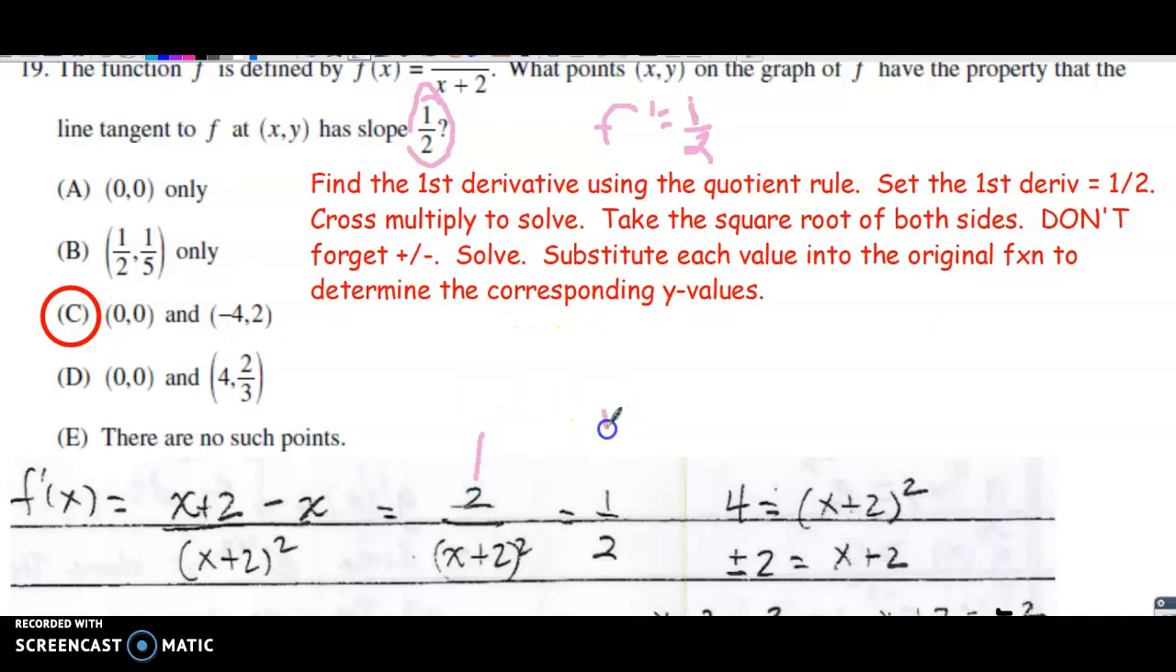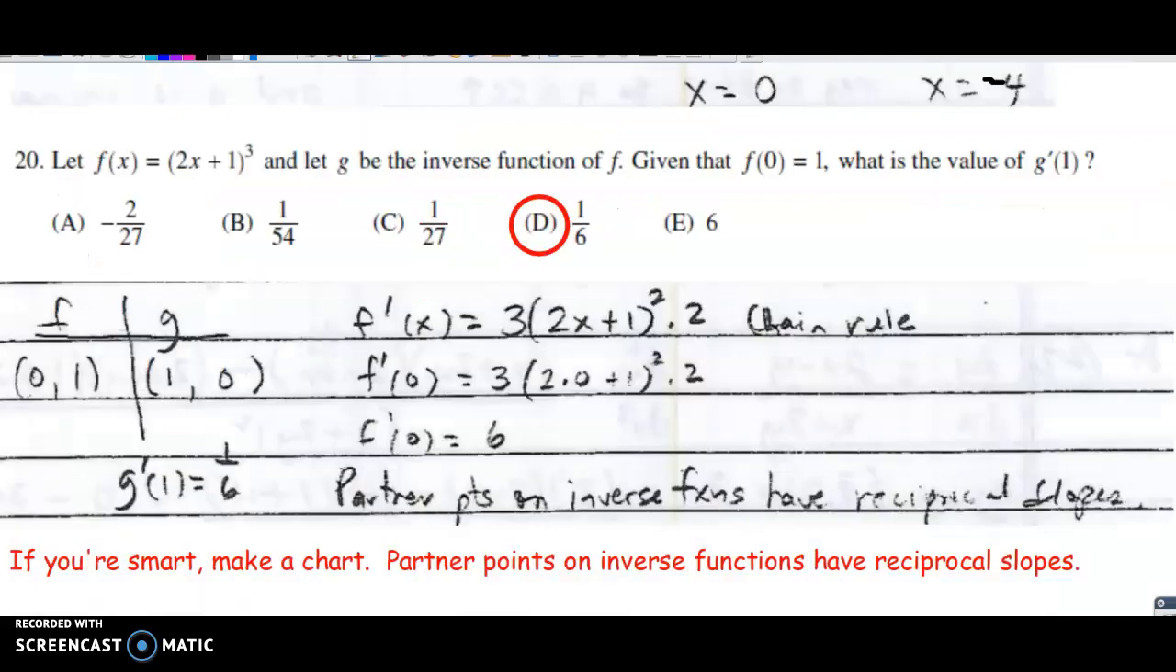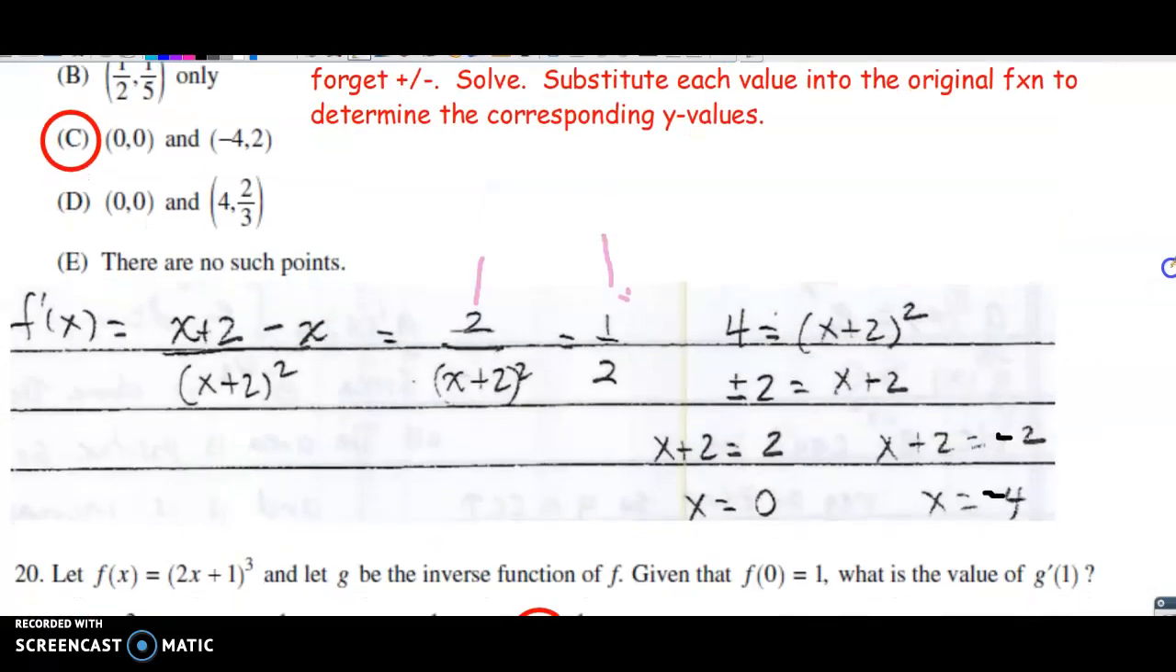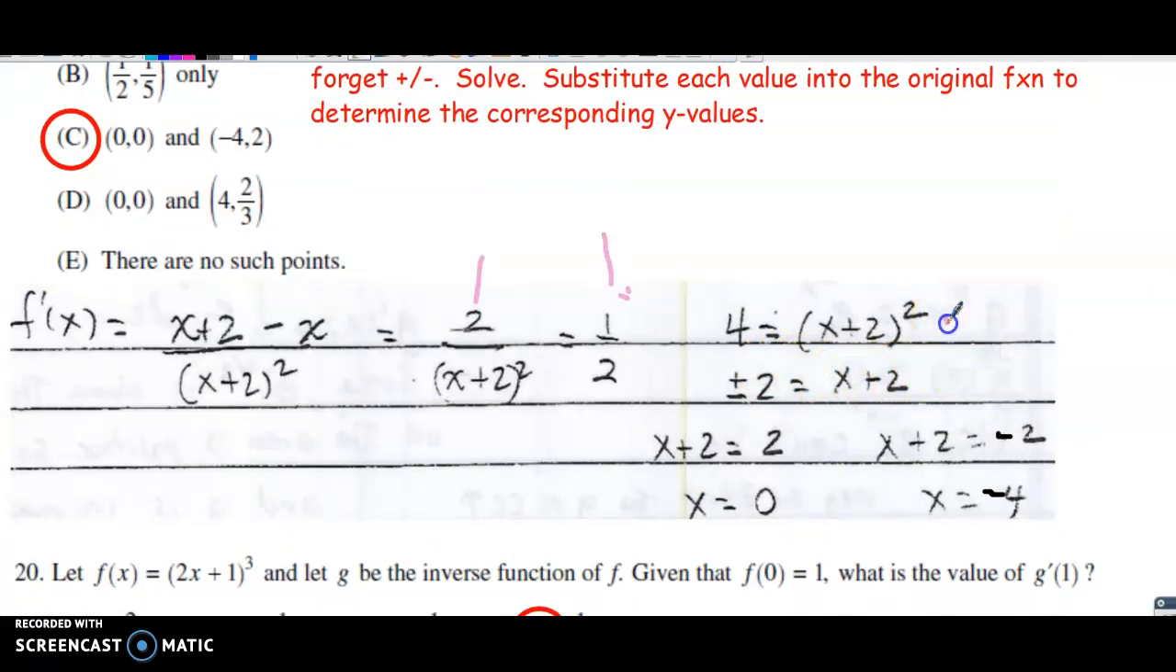We're going to set the first derivative equal to 1/2, cross multiply, take the square root of both sides. Don't forget plus or minus, and set x plus 2 equal to 2 and x plus 2 equal to -2. You get 0 and -4. Those are your x values, and they have to be substituted into the original to get the y values. So that's the key for getting those correct.